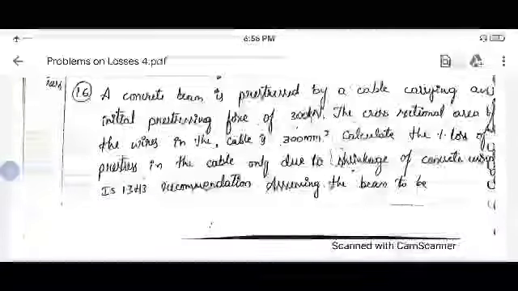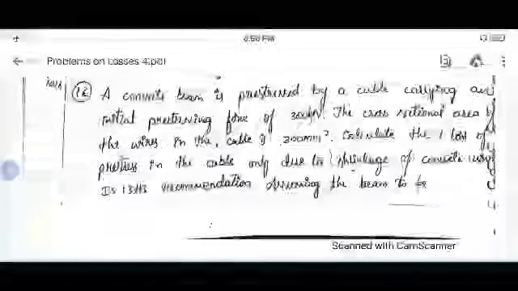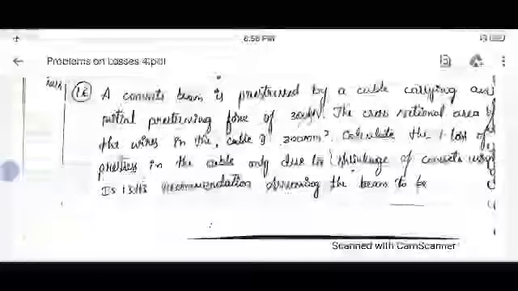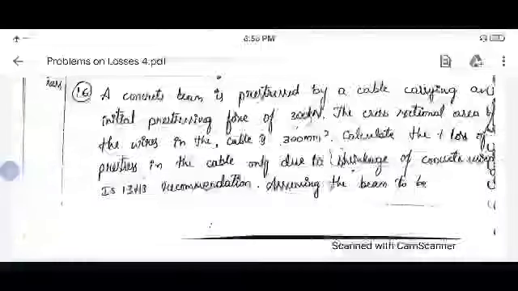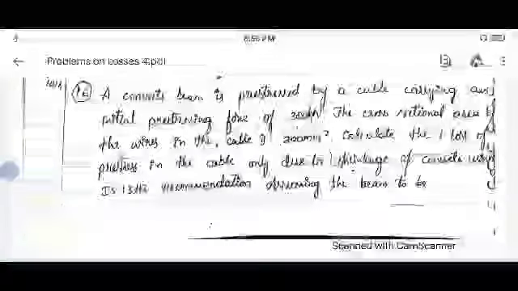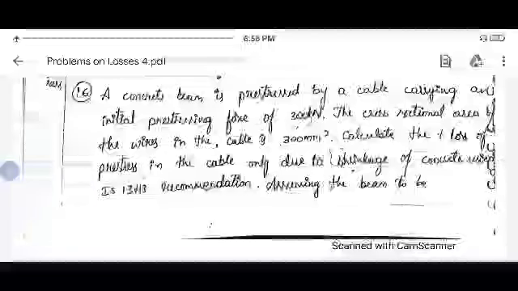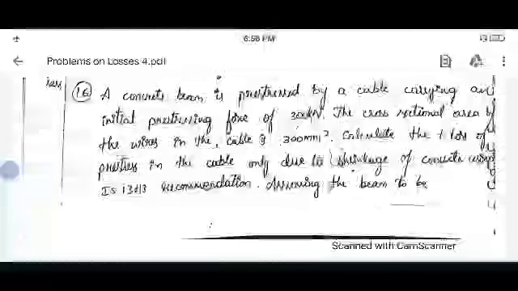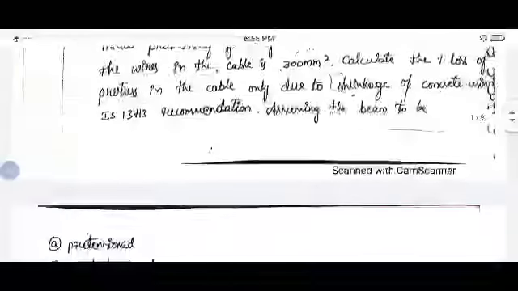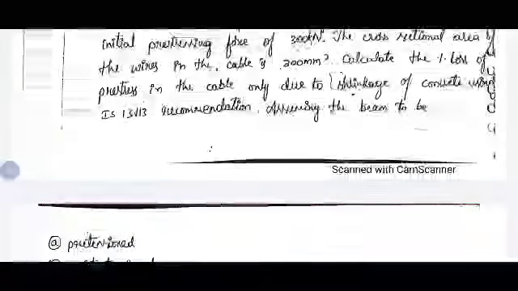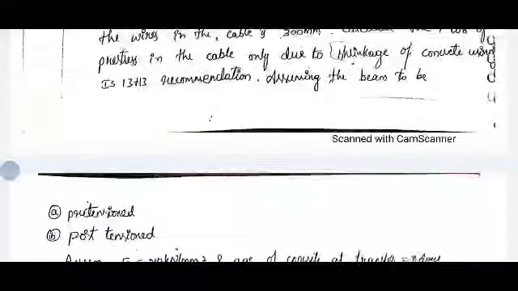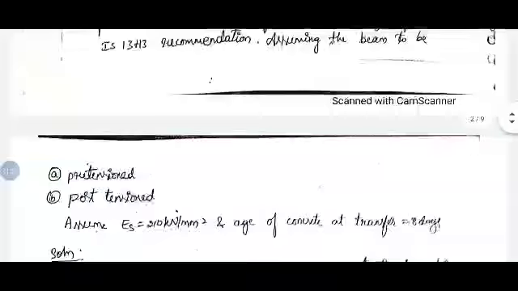So in this problem, the initial pre-stressing force is given and the cross section of wires is given. You need to find out percentage of loss by considering loss due to only shrinkage of concrete. So by assuming if the beam is pre-tension, what is the loss due to shrinkage, and what if it is post-tension, what is the loss due to shrinkage.